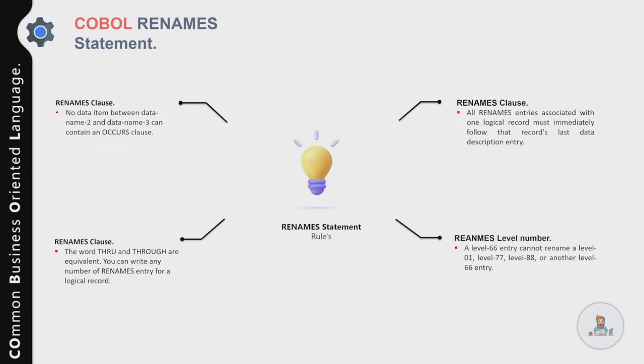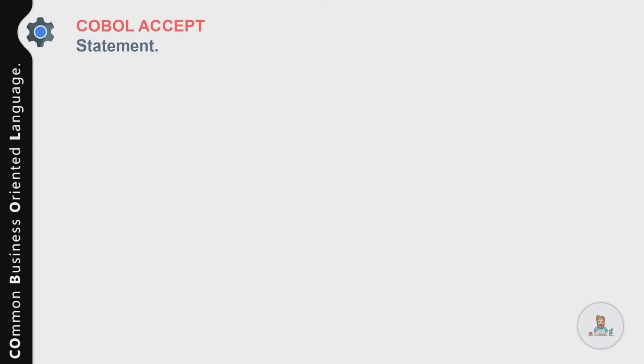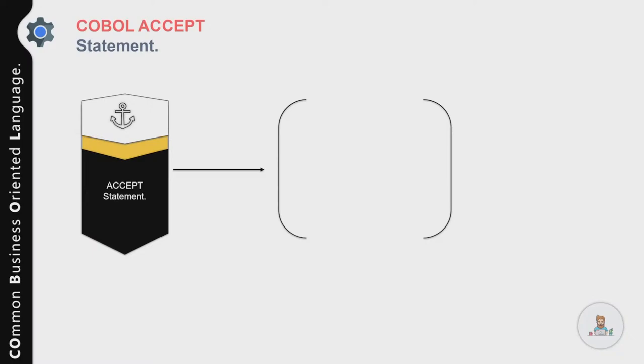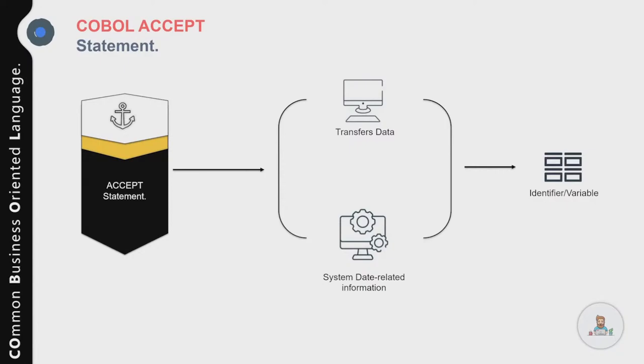Now let's talk about the accept statement and how you can use that in your COBOL program. The accept statement is used to transfer data or system related information into the program during execution. And this data is transferred with the help of an identifier. And remember, there is no editing or error checking of the incoming data. The accept statement is used heavily in applications which are designed to run on a standalone PC.